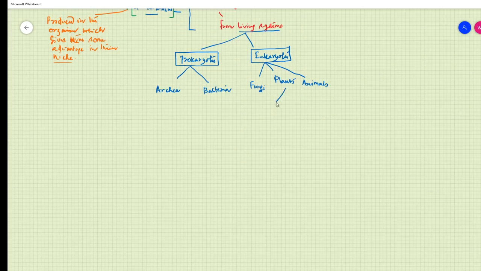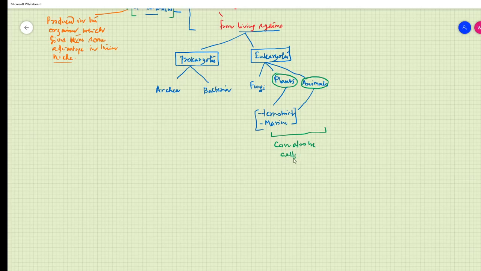Now, the plants can be terrestrial or they can be marine. Similarly, animals can also be terrestrial or marine. The source may also be cells which are derived from plants or animals.